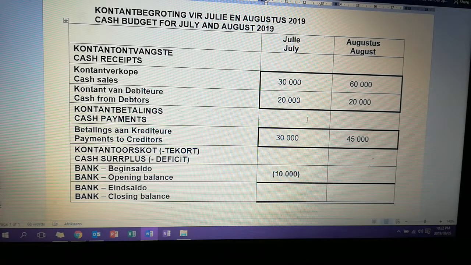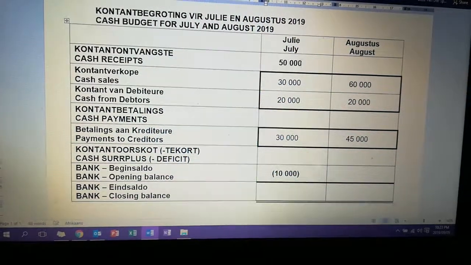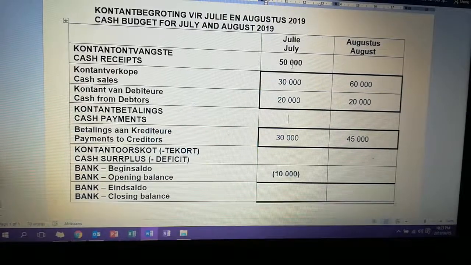So we will start off by adding all our income together, or our receipts. So it will be 30,000 plus 20,000, and that will give us 50,000 rand that we have received. Then we will say, all right, all my payments, that is 30,000 rand. Then I will say 50,000 minus this 30,000, and that will give me 20,000.